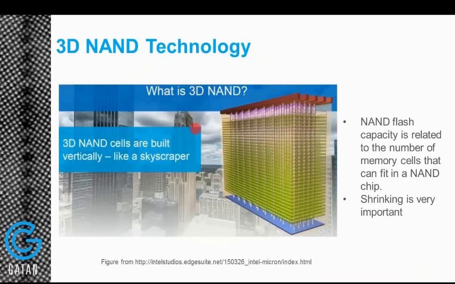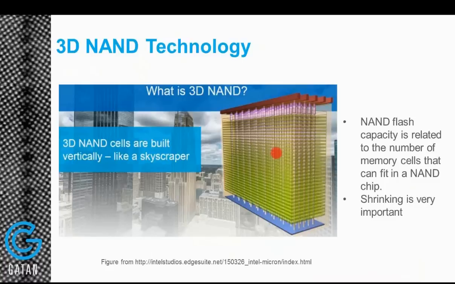But the question that I ask myself is, what is a 3D NAND, a three-dimensional NAND device? And I came across this figure on the web, where a 3D NAND device is like a skyscraper. What you try to do is pack as many cells as possible. You go vertically, just like a skyscraper, where you increase the density of people inside the same amount of space. So you can clearly imagine that shrinking is very important, as we try to fit as many cells as possible inside the whole structure.